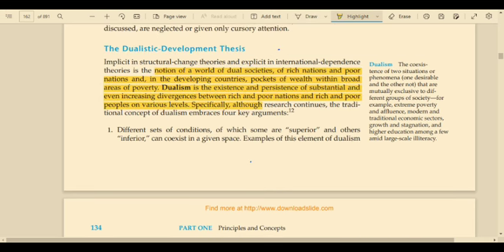So now we are dealing with the third model under the international dependence revolution, which is the dualistic development thesis. There is a notion of a world of dual societies of rich and poor nations, and in developing countries, pockets of wealth within broad areas of poverty. Dualism is basically the persistence of substantial and even increasing divergence between certain features of the economy, like rich and poor nations and between rich and poor people.